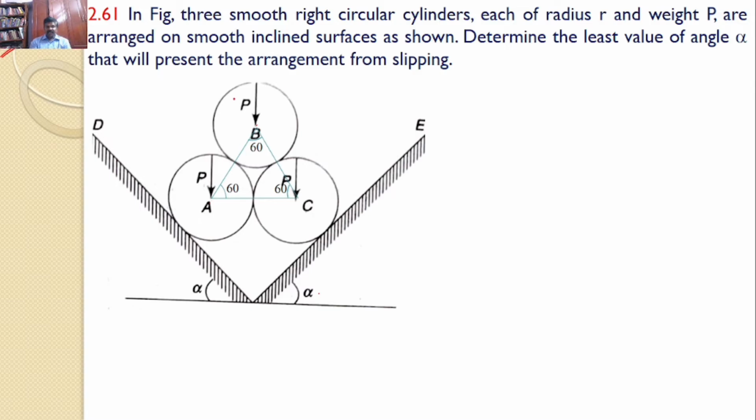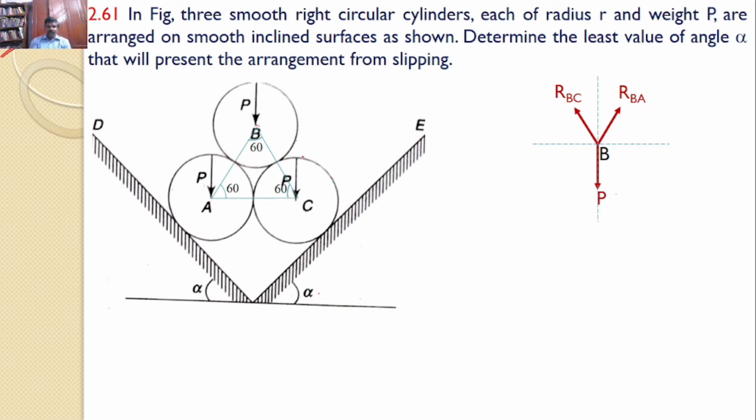First, let us consider the cylinder B. The various forces acting on the cylinder B are the self-weight P, the reaction from the cylinder A, which acts along the line joining the centers of the rollers A and B, and the reaction from the roller C, which acts along the line joining the roller centers B and C. There are three forces, and you can transfer all these three forces onto a separate xy plane. So this is P, this is R_BA. I can consider a reaction on B by A, and this is the reaction on B by C.